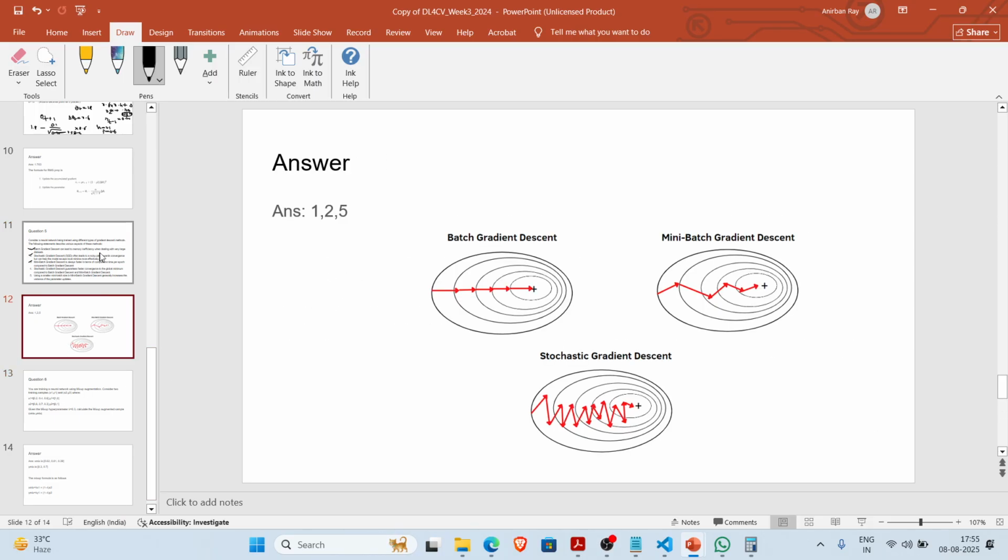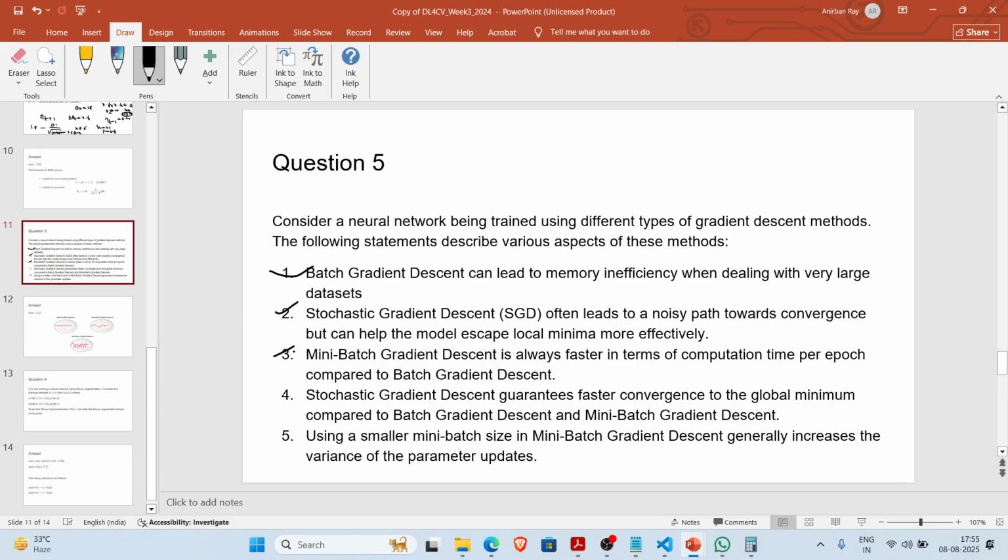That's not correct; it may not always be. Stochastic gradient descent guarantees faster convergence to the global minimum. This uses the variance of the gradient.